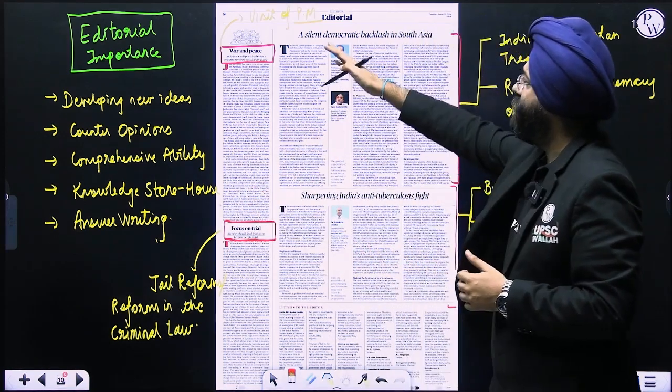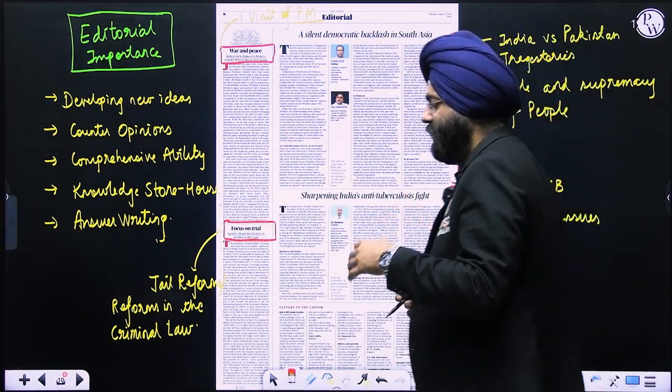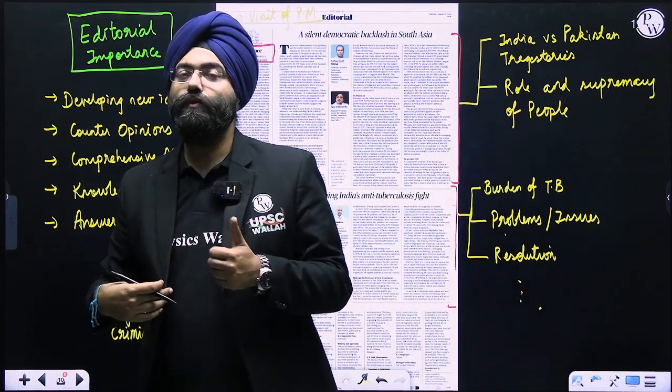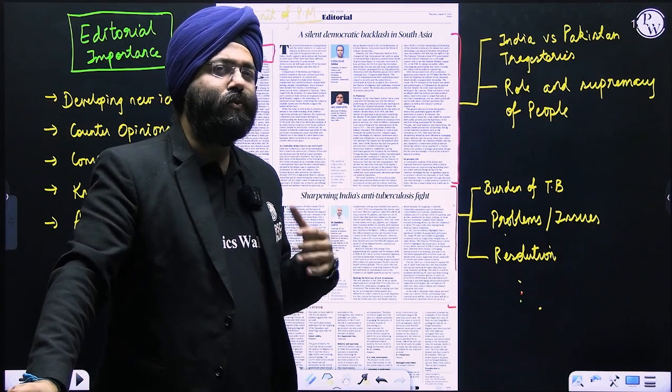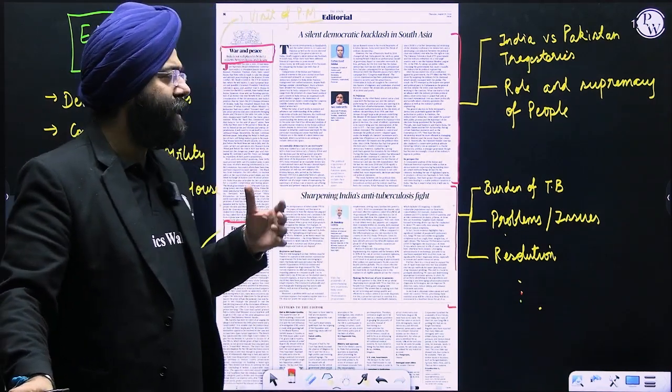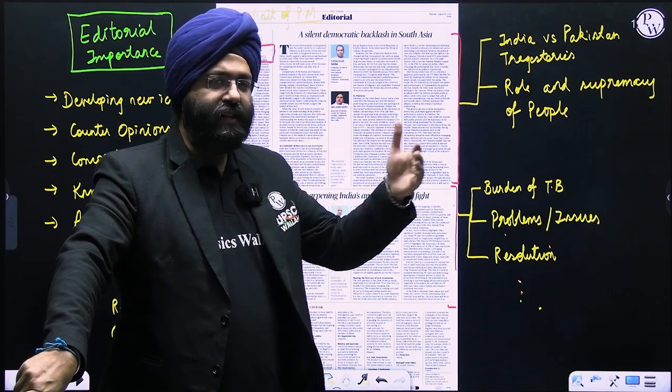Next, we see there's an article, "Silent democratic backlash in South Asia." Now, this is related to international relations also. It is obviously related to GS paper 2. We'll not go into the analysis, but you will see that it compares India and Pakistan throughout the various years right from independence.